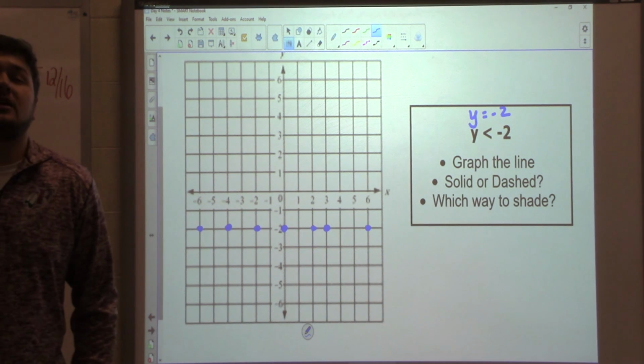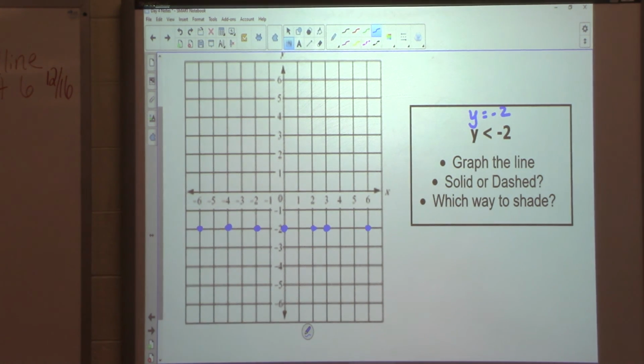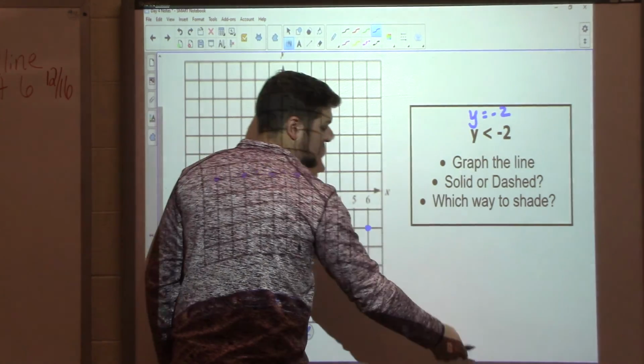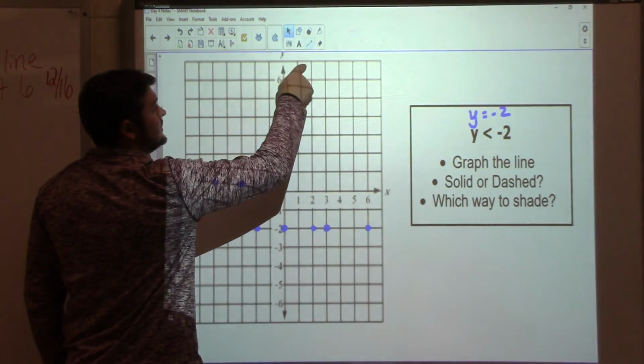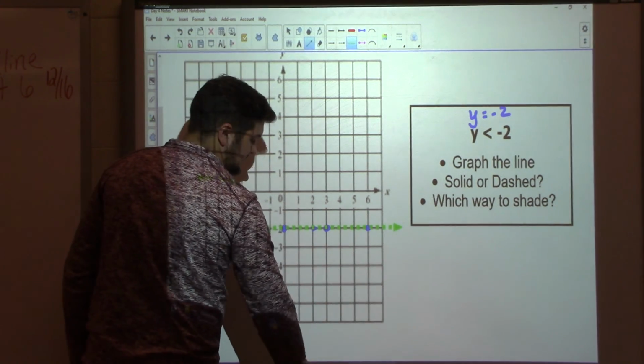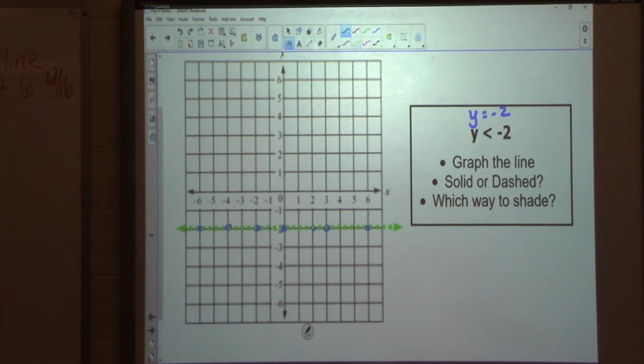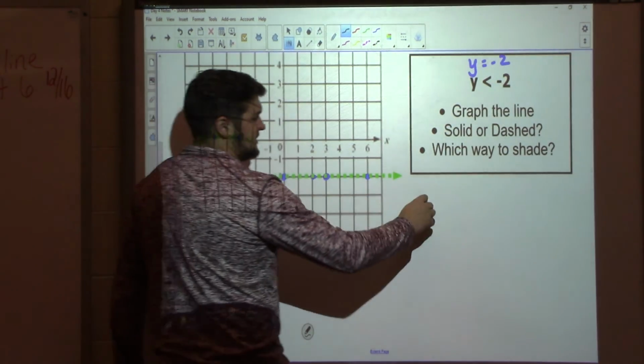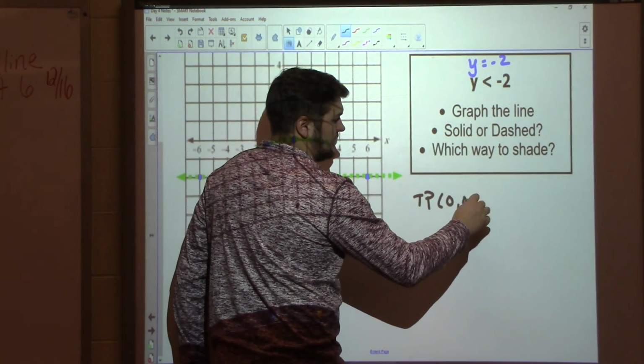Now, should that horizontal line be dashed or solid? Dashed, right? It's just less than. There's no or equal to. So I'm going to do a dashed line. And then I need to pick a test point again. Can I use 0, 0? Yeah, it's not on the line, so I'm good to go. So test point, 0, 0.